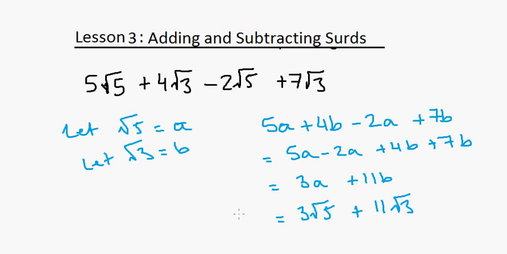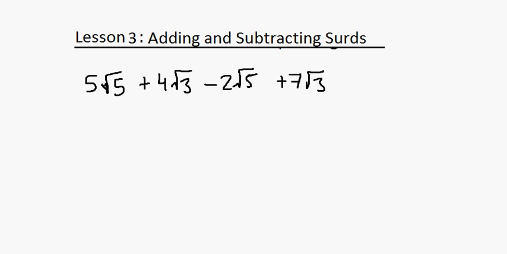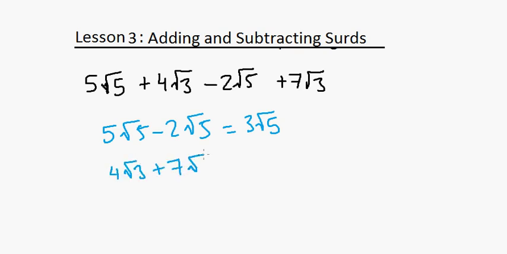This is one method of doing it, but this was just to explain what's going on behind. But I suggest we use our own surd knowledge instead, because that's what we should be getting used to, not algebra. So we have 5 lots of root 5 and minus 2 lots of root 5. Let's do it by terms first. 5 root 5 minus 2 root 5 is simply 5 minus 2, which is 3, so it's 3 root 5. And now the other term, 4 root 3 plus 7 root 3 equals 11 root 3.